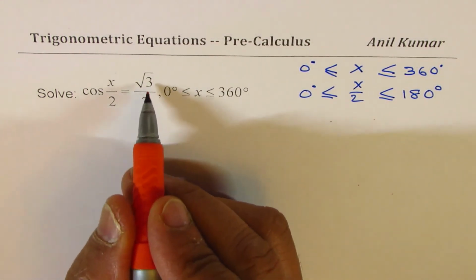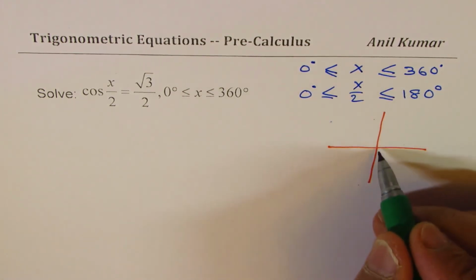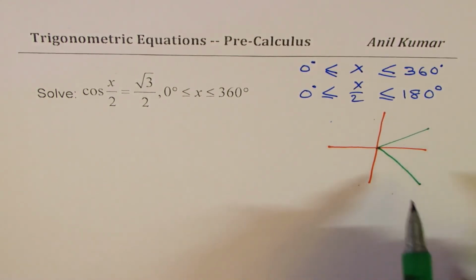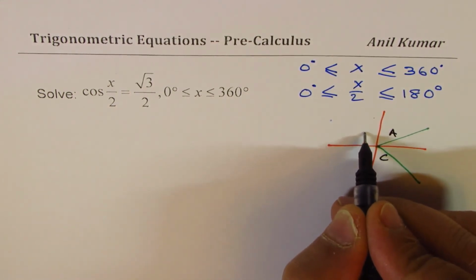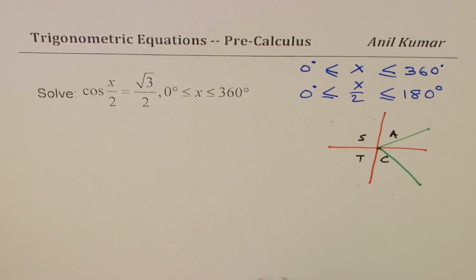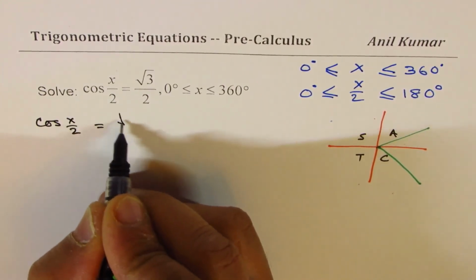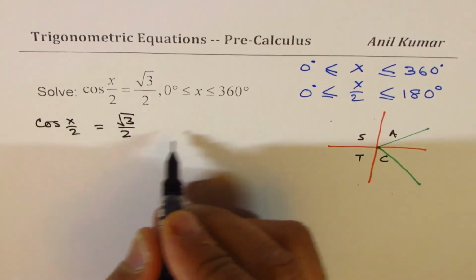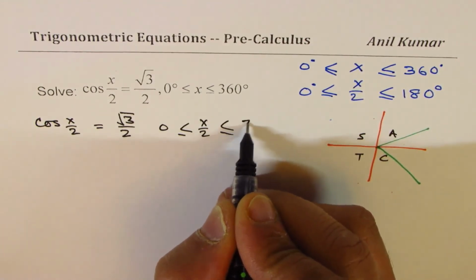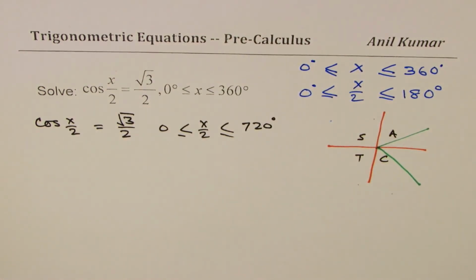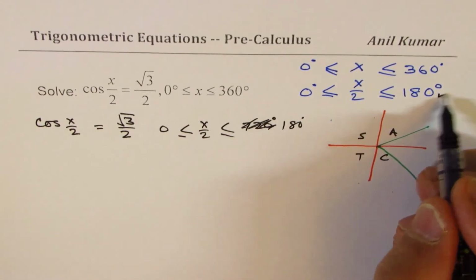We are saying cos x by 2 is positive. That means we're looking for 2 solutions, one in quadrant 1, the other one in quadrant 4. In both these quadrants, cos is positive, right? Here sine and here tan. So let's find the acute angle. What we are given here is cos of x by 2 equals square root 3 by 2. So we know x by 2 should be between 0 and 180 degrees, I'm sorry, not 720.